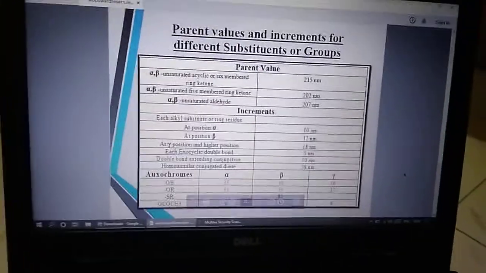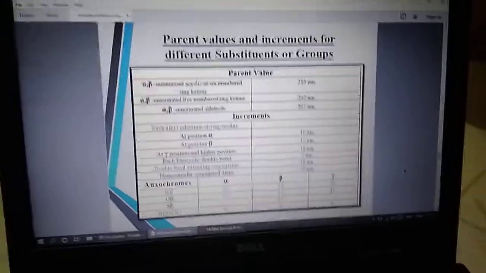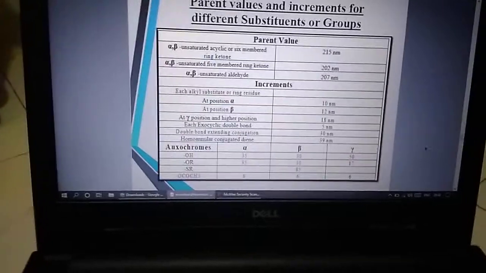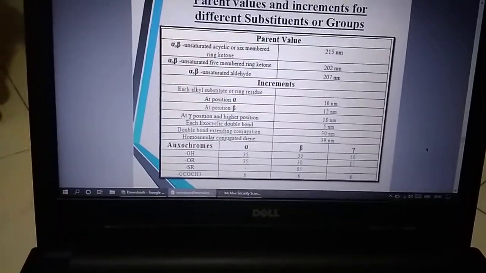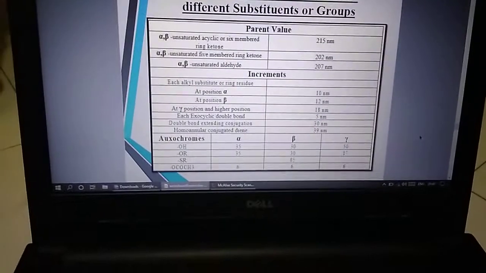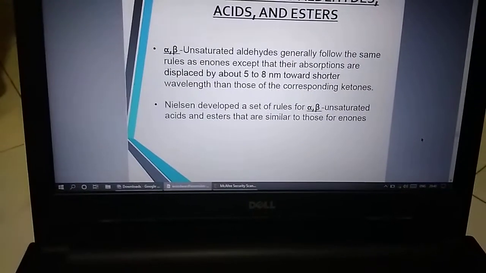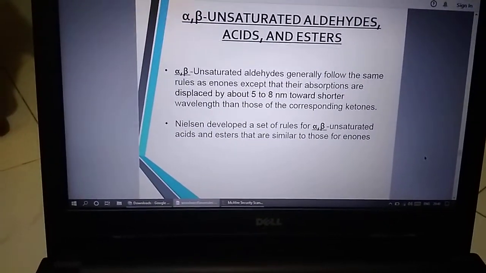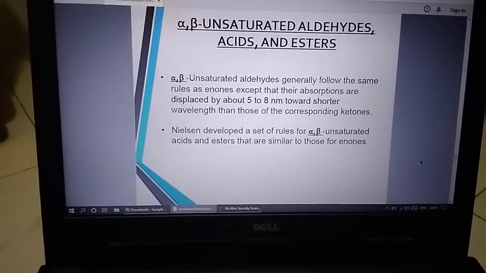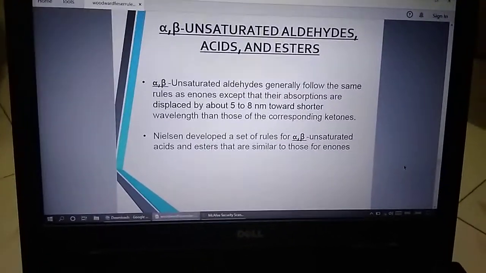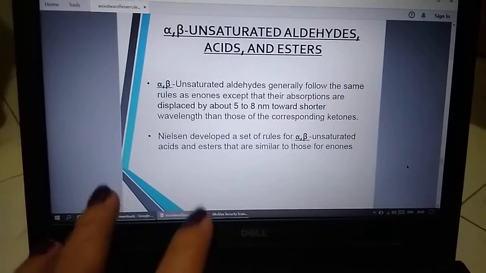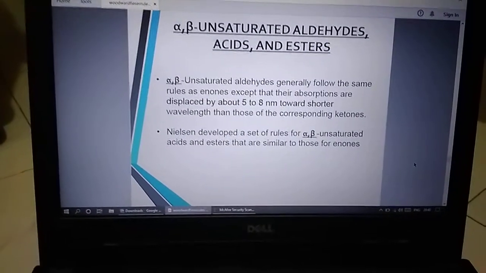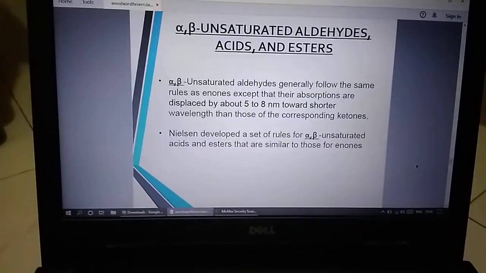And these are the various parent values and increments for the different substances. You people have to remember all these values so that you can easily calculate lambda max for any functional group or any chromophore present in a given compound. Along with alpha beta unsaturated ketones, which we have seen, you can calculate the aldehydes in a similar way. The absorption values of aldehydes are almost similar to ketones, but they are about 5 to 8 nanometers shorter in wavelength compared with the ketones.